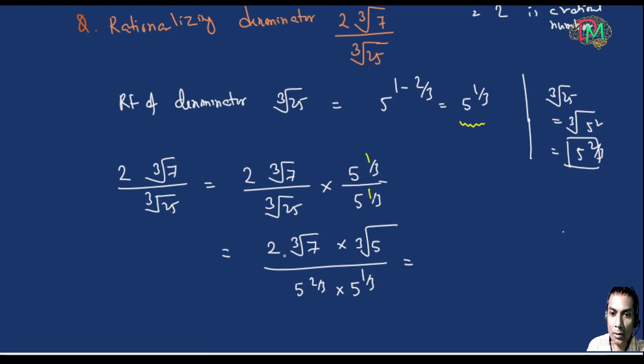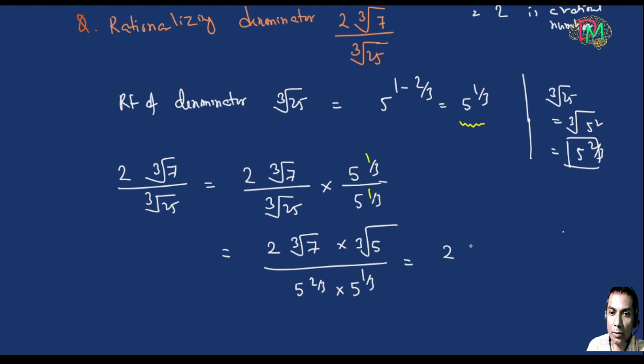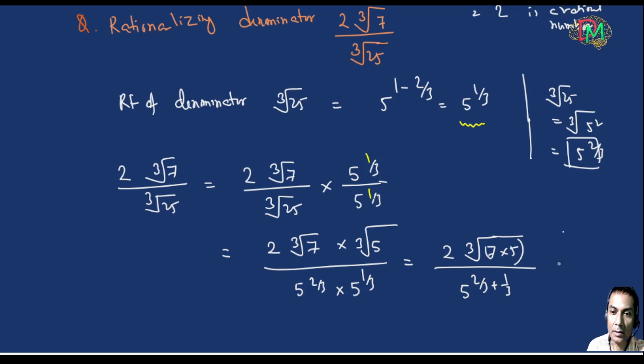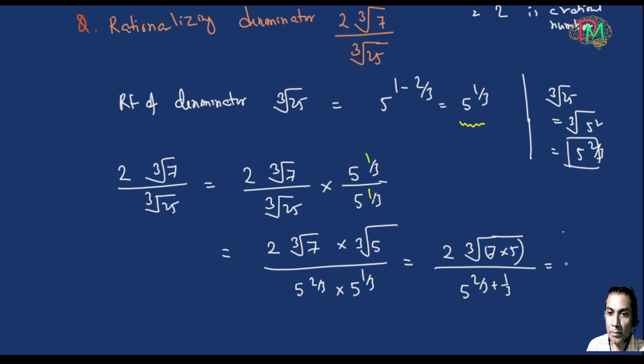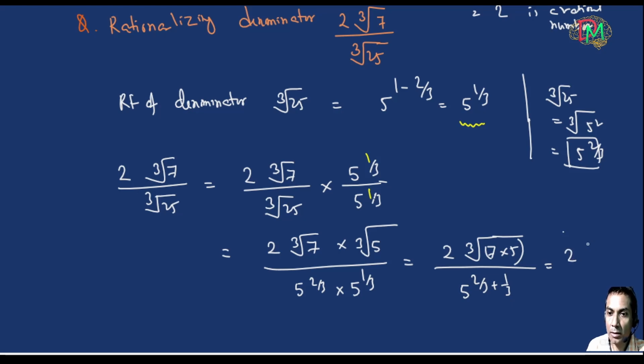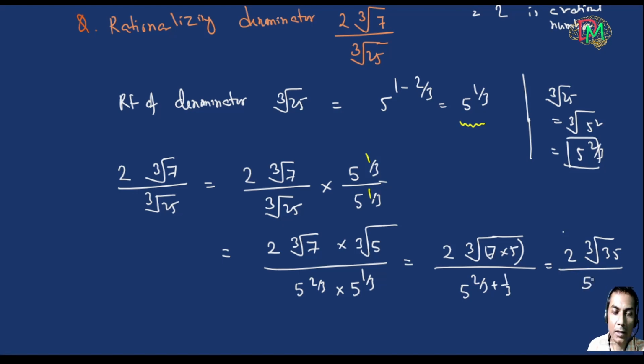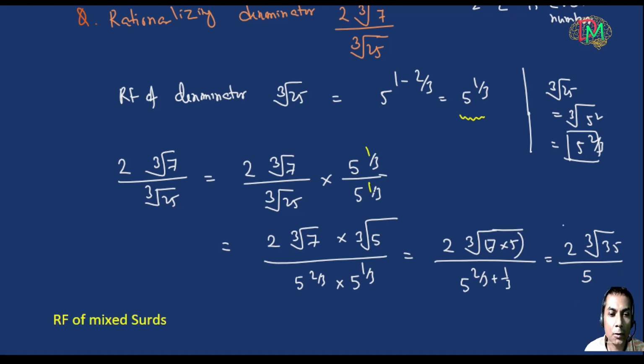Now on the numerator side, because the order is the same, we can multiply inside the root. So 3 root of 5 into 7 into 5, clear, and here we get 5 to the power 2 by 3 plus 1 by 3, it will be 5. So the numerator will be 35 and the denominator will be 5, clear. This is the answer.